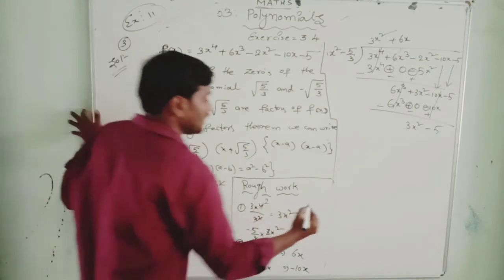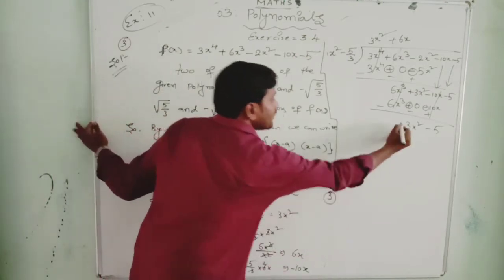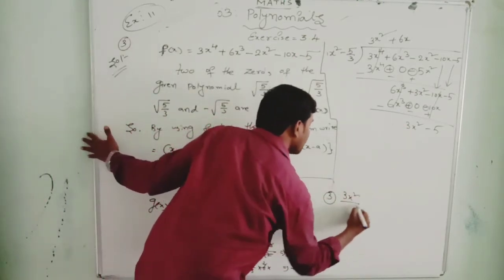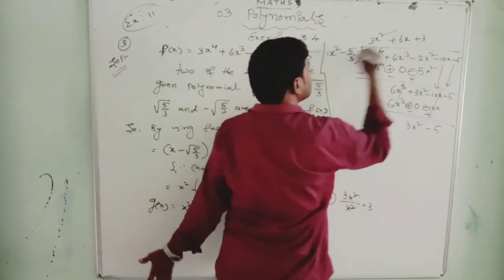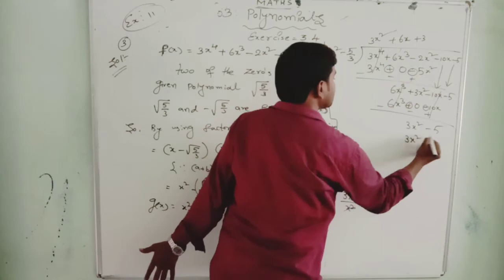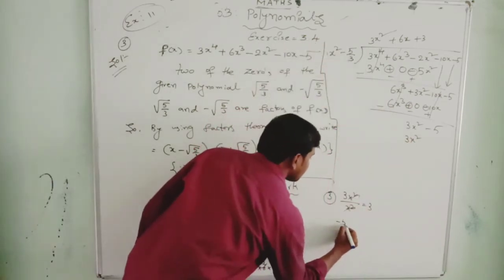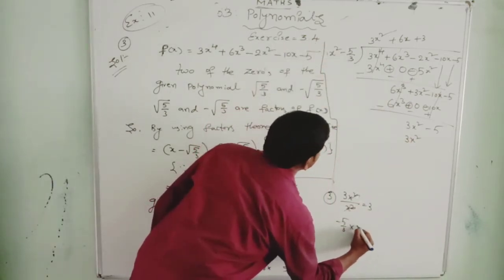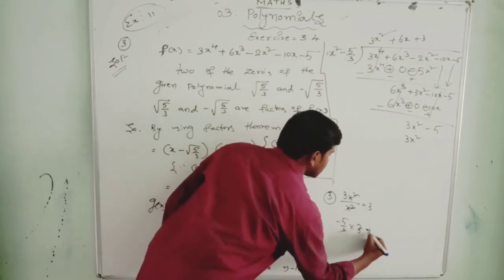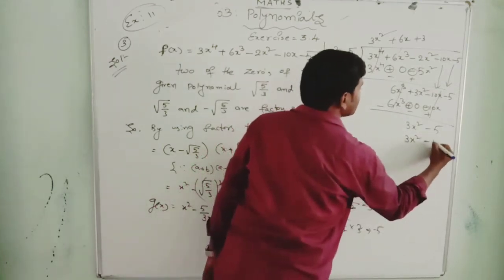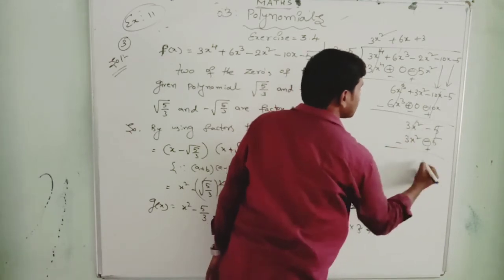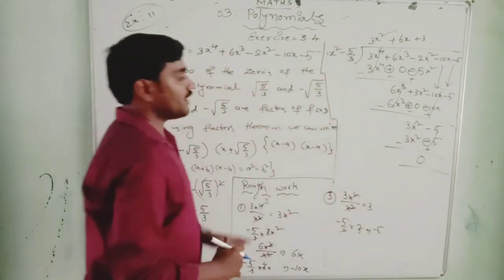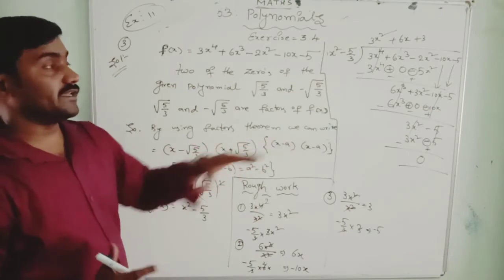Now again we do the third step. Here 3x square by x square, so answer will be 3. This 3 multiply here, 3x square, here minus 5 by 3 into 3. 3 gets cancelled, that is minus 5. So minus 5. Now you do it here minus, here plus. Both get cancelled, we got 0. Now we got 0.